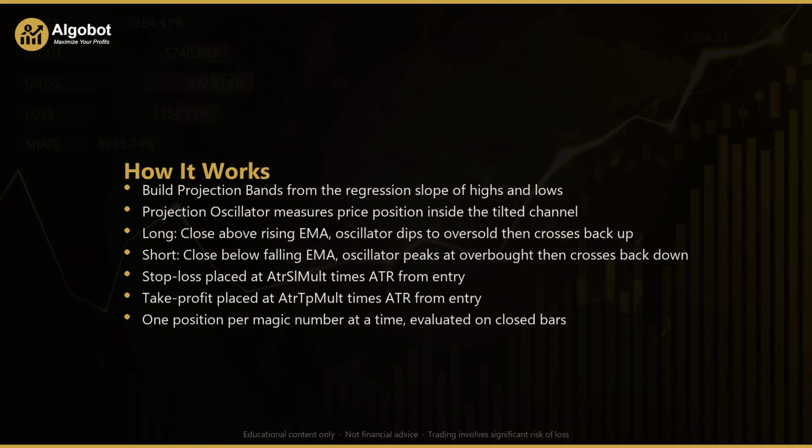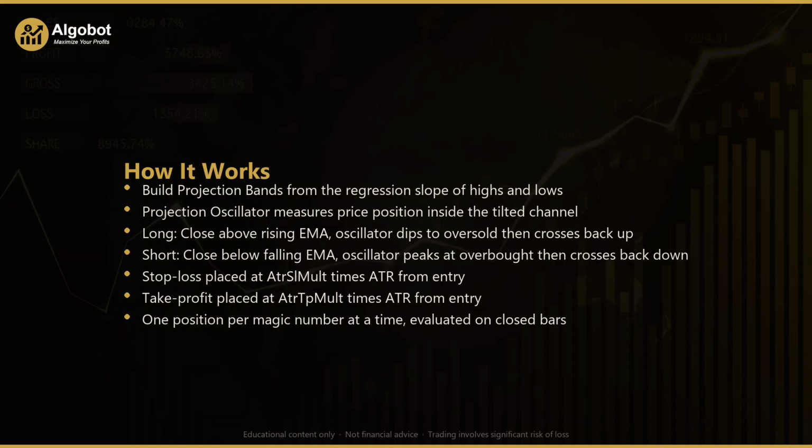The short side is the exact mirror image. Price must be below a falling moving average. The oscillator must have reached the overbought level of 75 or higher on the prior bar, and then cross back down below it. That downward cross while the trend is falling signals a short entry.